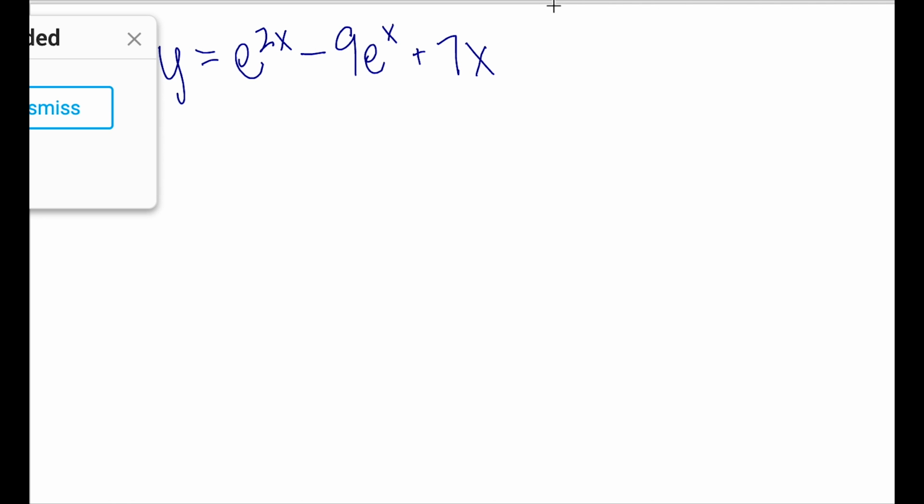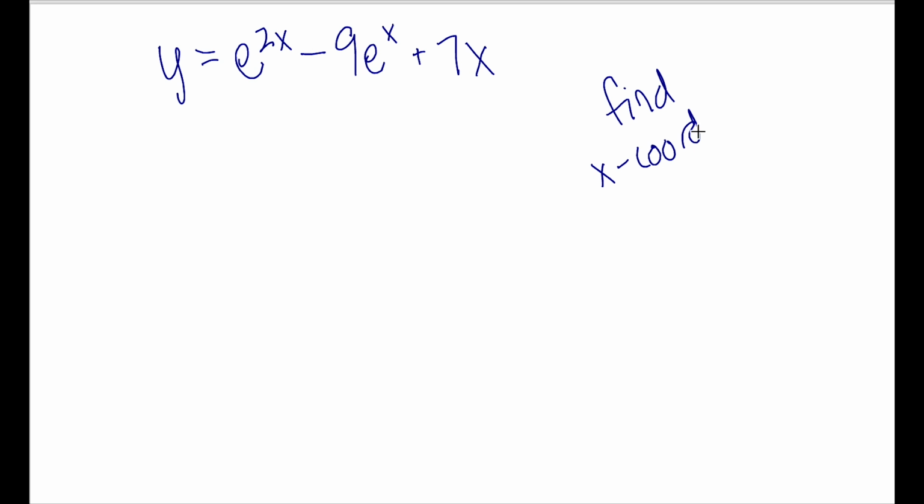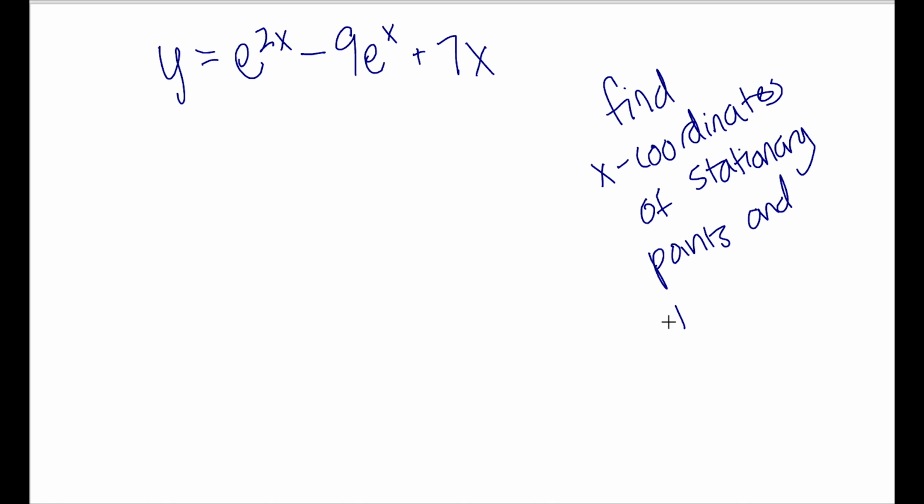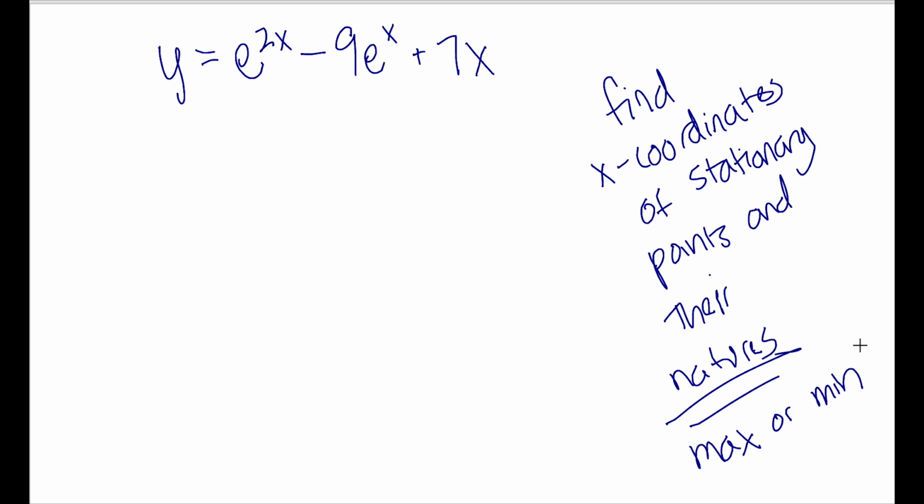Okay, so let's take a look at this equation. y equals e to the 2x minus 9e to the x plus 7x. So the question's asking you to find the x coordinates of the stationary points and their natures. So natures, remember, means if they're a maximum or a minimum point.